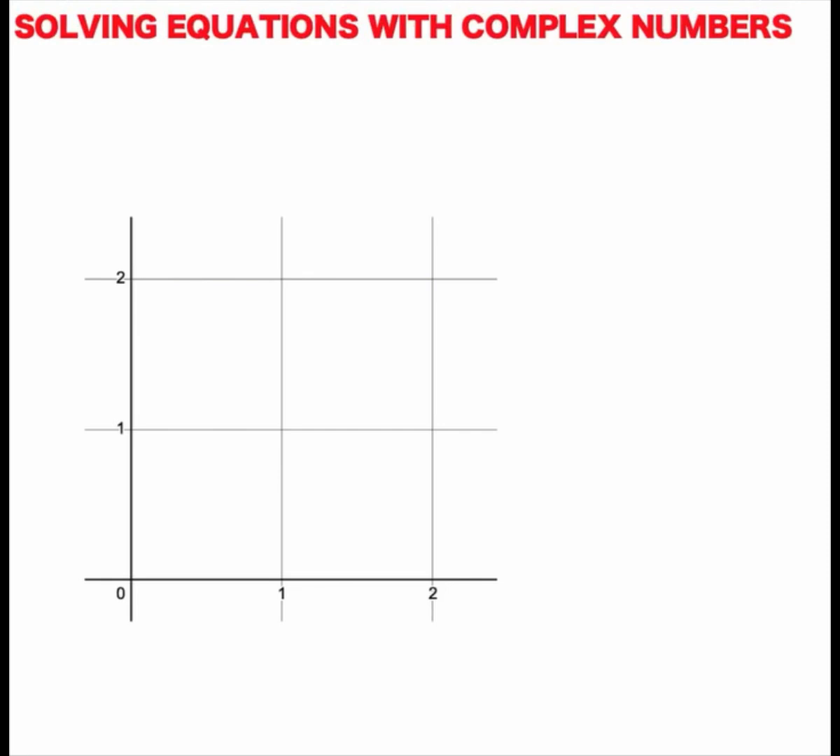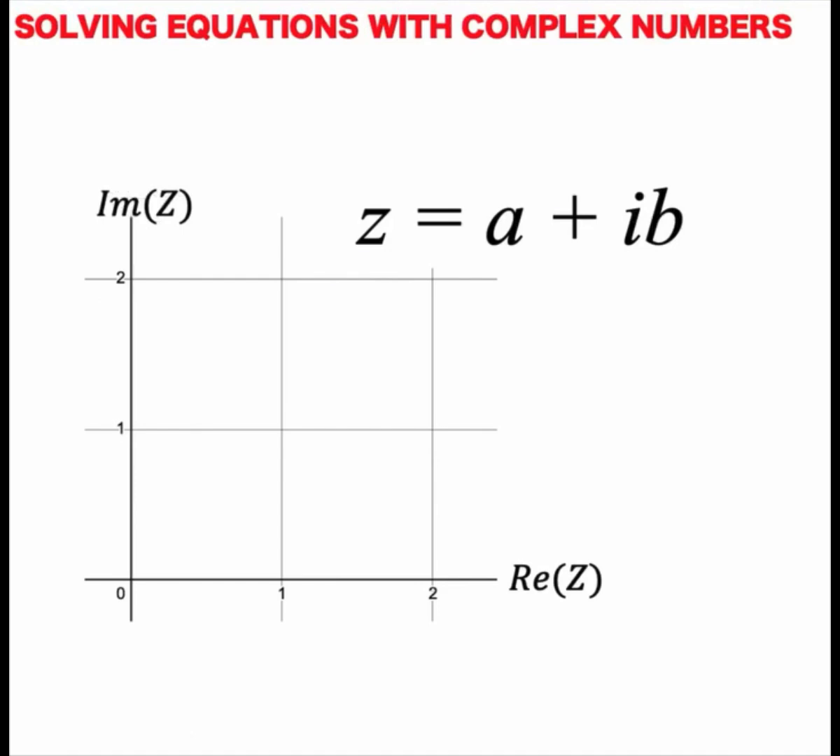In the complex coordinate system, we define a point z to be equal to a plus ib, where a is the real part of this complex number and b is the imaginary part. So if this is a and that is b, then this point is z equals a plus ib. The horizontal axis is the real axis and the vertical axis is the imaginary axis.